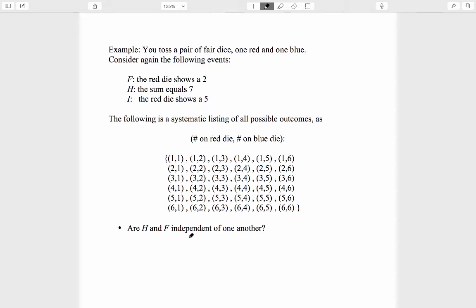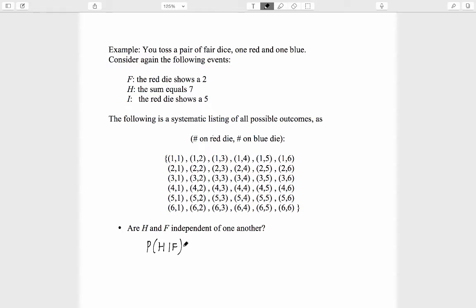Let's investigate what the notions of independent events and mutually exclusive events have to do with one another. This is a common source of confusion, so it's worth making a point of really understanding this. Are H and F independent of one another? This we have done already, but let's recall how it goes.